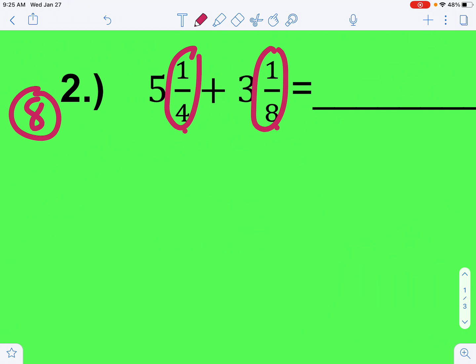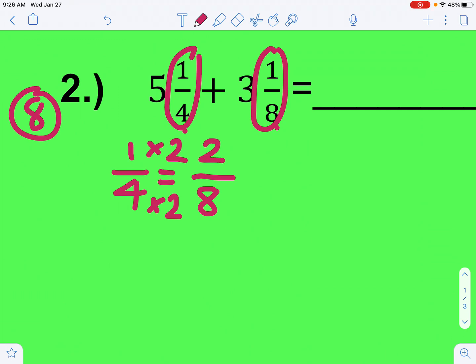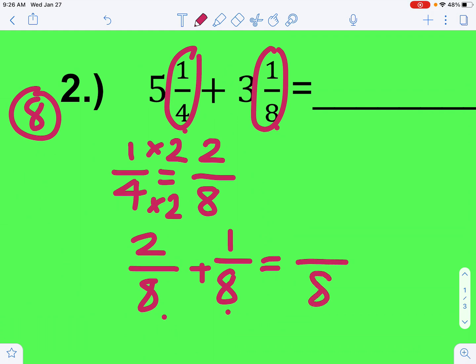Okay, I'm going to erase all this work because we don't need it anymore. So we need to change 1/4 to have a denominator of 8. 4 times 2 gives us 8, so what we do to the bottom, we have to do to the top. 1 times 2 gives us 2. So we're really taking 2/8 plus 1/8. Our denominators are now the same, so they'll stay the same in our answer. 2 plus 1 gives us 3.